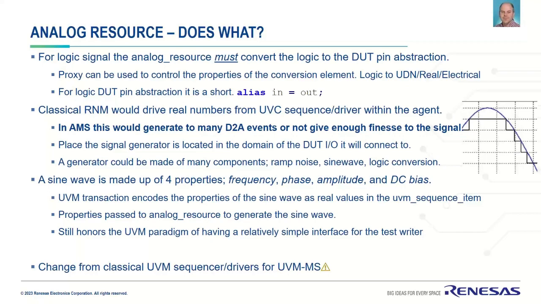There are some other subtleties: yes, if you put steps changing there, you can get the analog solver to make a nice straight line in between. Again, analog solvers have lots of tolerances, so it's not going to be perfect, and you'll get harmonics appearing that you weren't expecting. And it still honors everything that UVM stands for. The test writer would still write, I want a sine wave. It's just where it goes is slightly different.